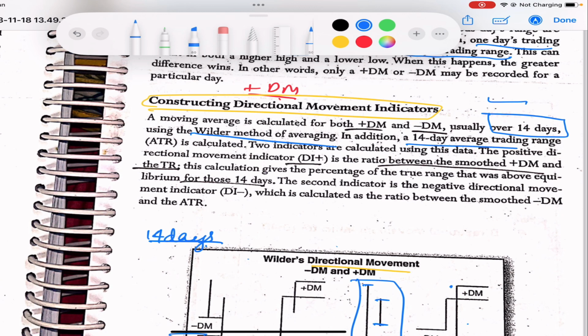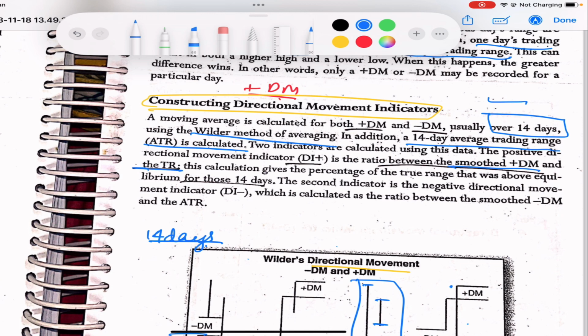And 14-day average trading range is calculated. We know what ATR is, average trading range. We have done that in the previous level. So first a moving average is calculated by the plus DM and the minus DM, and then an ATR is calculated. And then what they do is the positive direction movement indicator, which is DI. What is positive direction movement indicator? DI is the ratio between the smoothed plus DM and the TR.